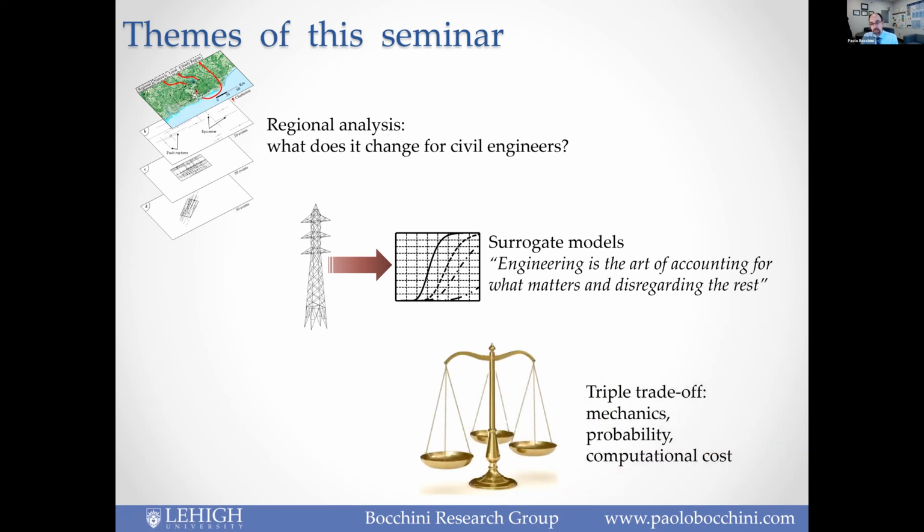And the third theme will be this triple trade-off that I think we have always to do between our desire to have a very accurate mechanical model, our desire to capture uncertainty and probabilistic aspects, and the need to keep the computational costs feasible. It's always very difficult to balance these three requirements, and this will be a recurring theme in what I present today. You see that these three themes are clearly connected. When you study an entire region, you need even more surrogate models, and you need even more to do this trade-off.